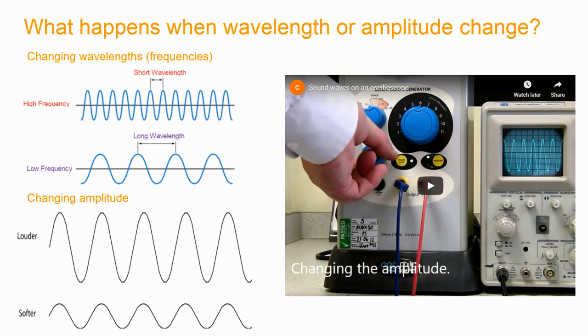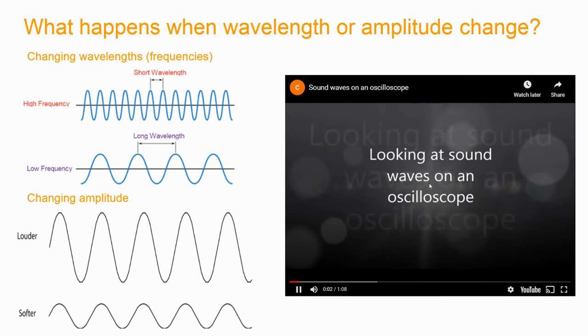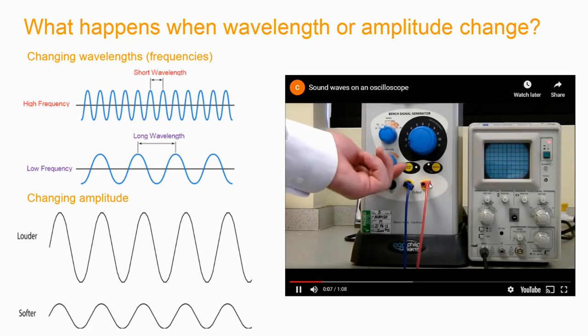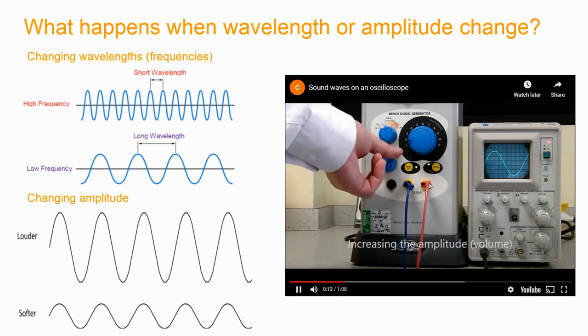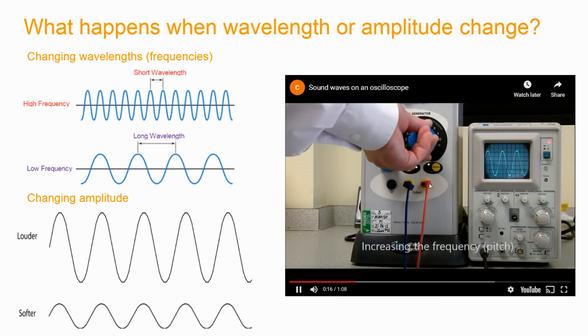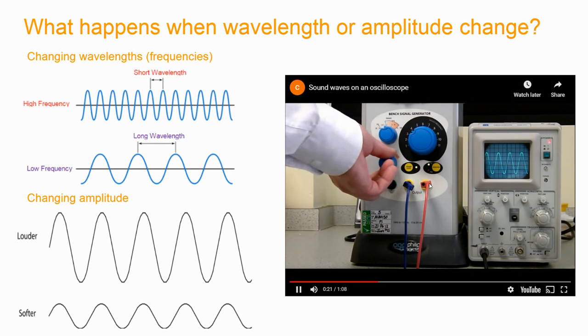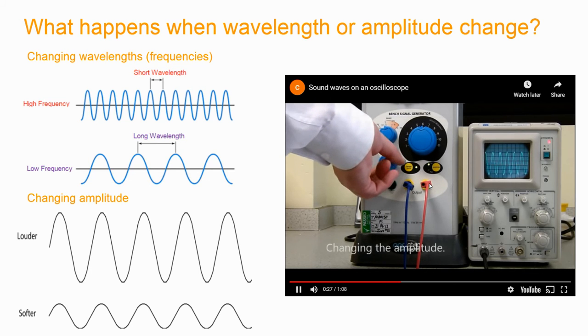Let's watch this video that shows how the scientist is changing the wavelengths with the larger dial and the amplitude with the smaller dial, and we can see how the sound is different and seen on the oscilloscope. Note that as the waves get closer together, the sound gets higher. And the volume changes with a change in amplitude. Smaller wavelengths, higher sound.